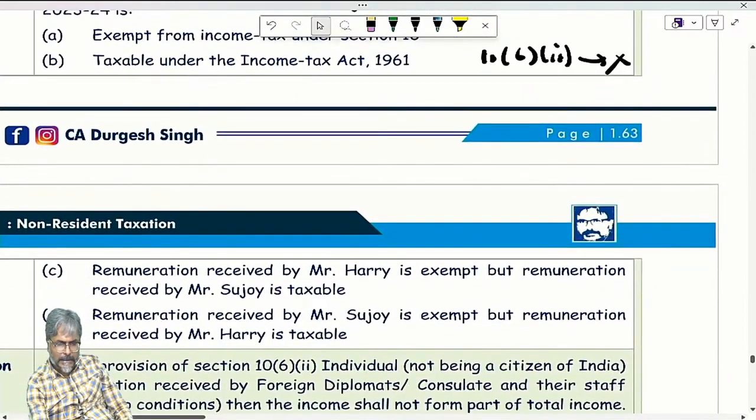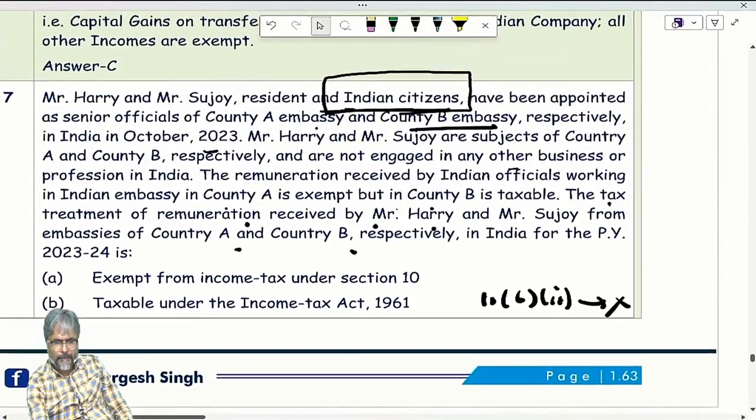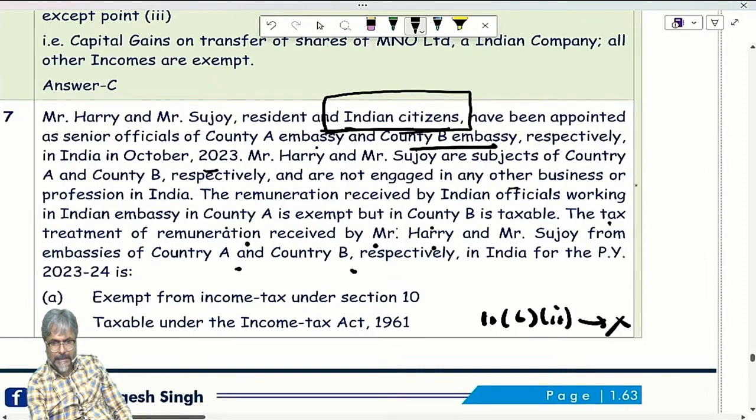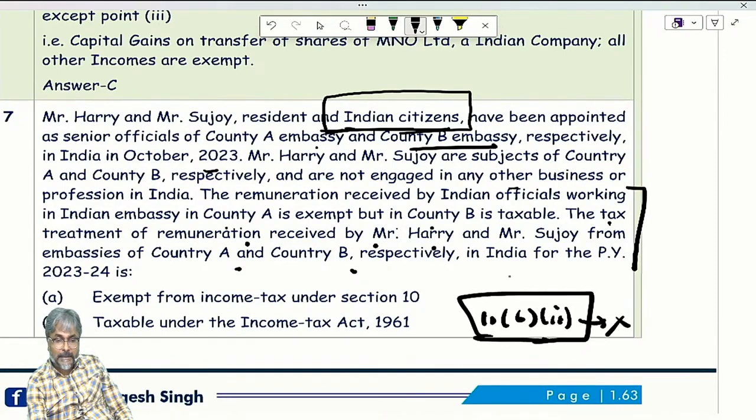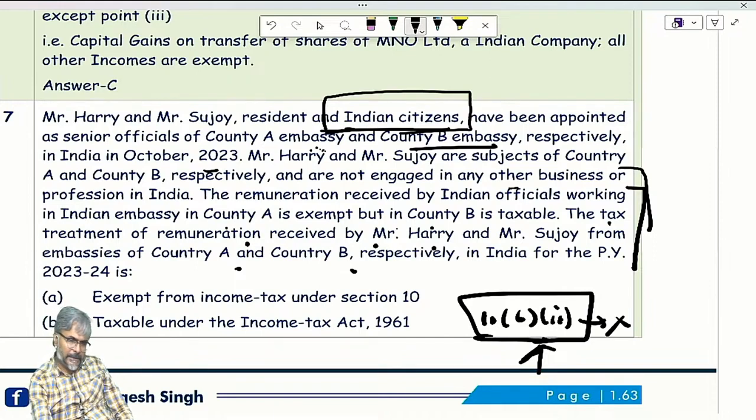Now, the remuneration received has got no relevance here. Because what you are looking at is that the taxability in that country is not a condition of the exemption of 10(6)(ii). 10(6)(ii) only says that if you are a staff of the consulate, then your salary income will be exempt only if you are not a citizen of India. That's the only criteria. All this information which is given, that in that country it is taxable, in this country it is not taxable, has got no relevance in this context.